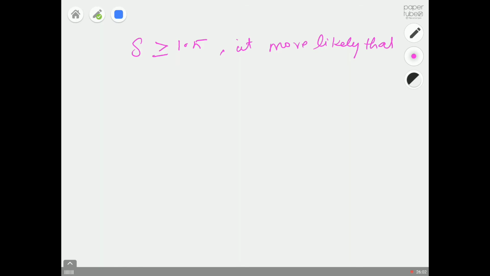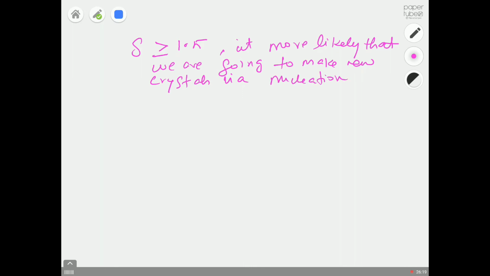that we are going to make new crystals via nucleation. I will tell you what nucleation is in a moment.